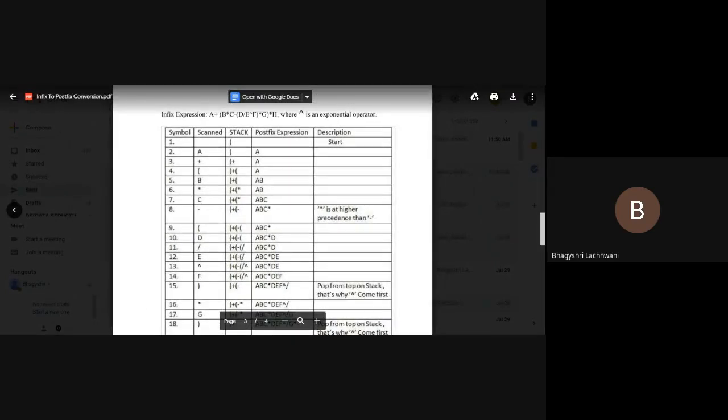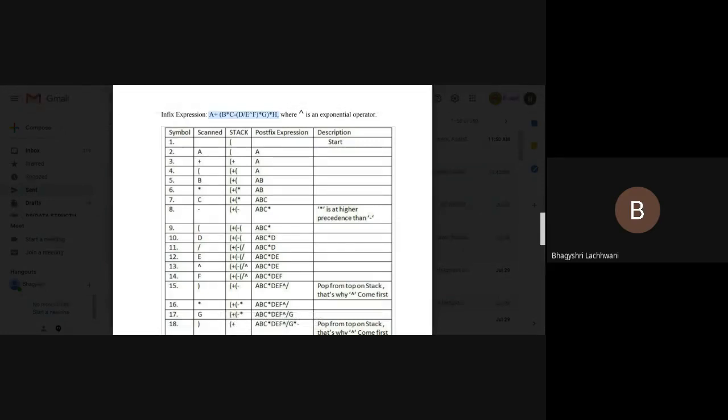The expression given to us is a plus, in brackets b star c minus, again in brackets d division e and exponential operator f, bracket over, multiplication with g, multiplication with h.